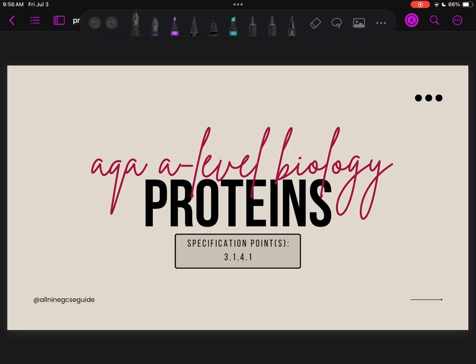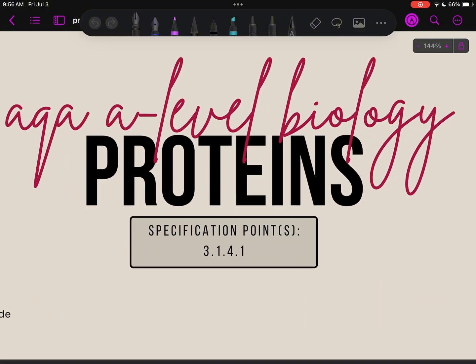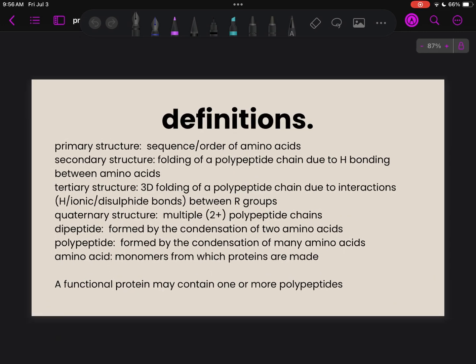This is based on the AQA spec, by the way, and it's based on spec point 3.1.4.1. So let's go over some key definitions.